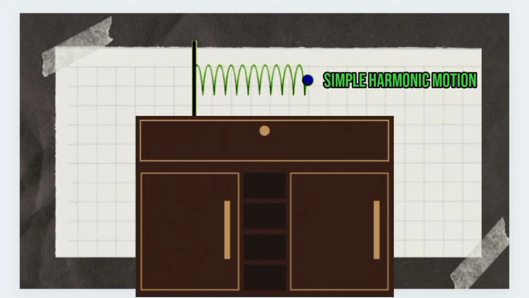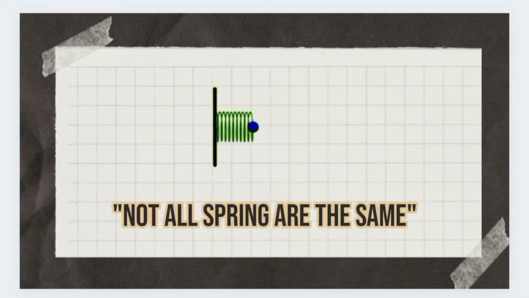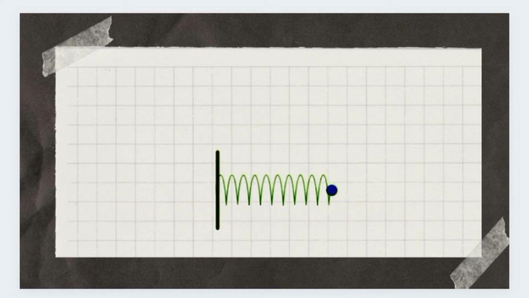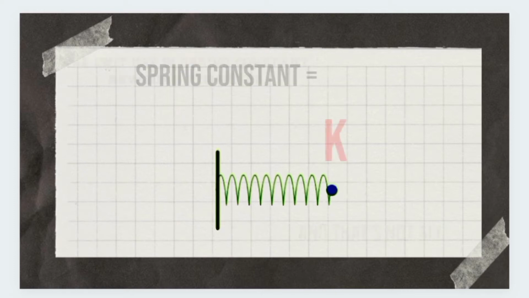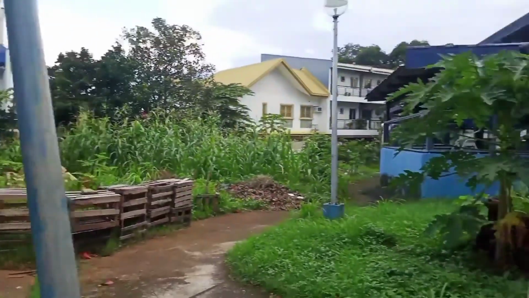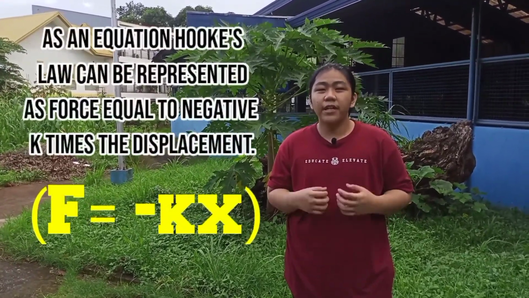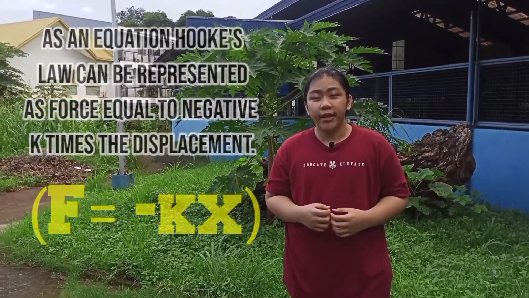When it comes to the use of springs, notice that not all springs are the same. This means that every spring has different properties. Springs have a representation called the spring constant K, and this spring constant will be unique to a particular spring. You see, there is Hooke's law, and Hooke's law is a theory of elasticity that says the extension of a spring is equal to the load applied to it.